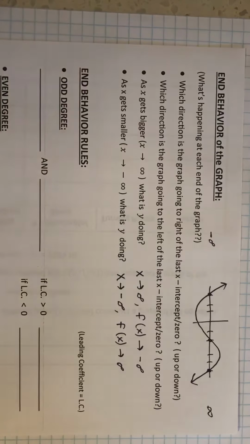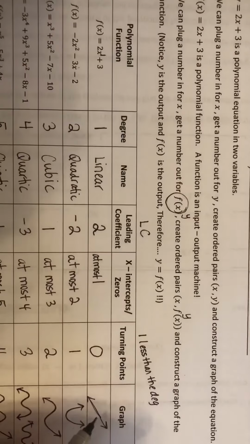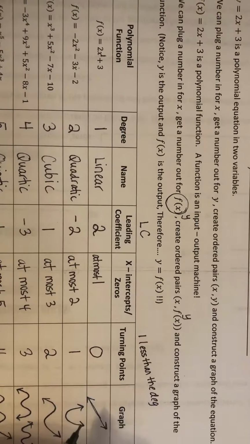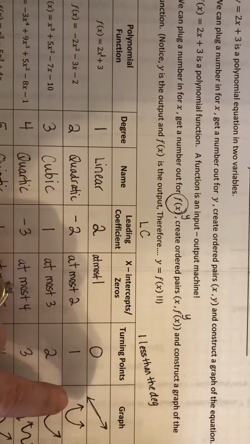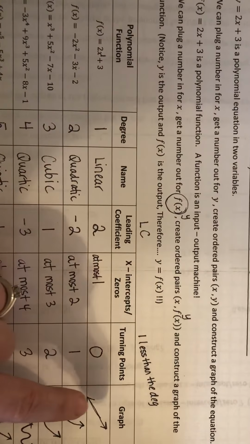So if you look at the front page of our notes, a degree 1 polynomial, look how the graph went. His graph was a line, right? And this end went up, and this end went down. So it's said to have different end behavior. One end of the graph goes up and one end of the graph goes down.